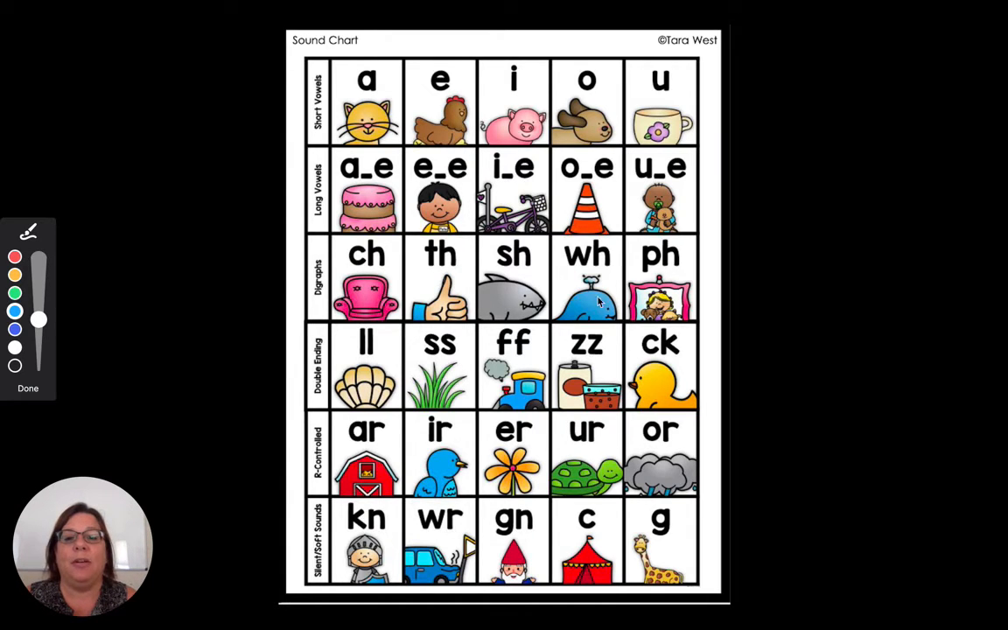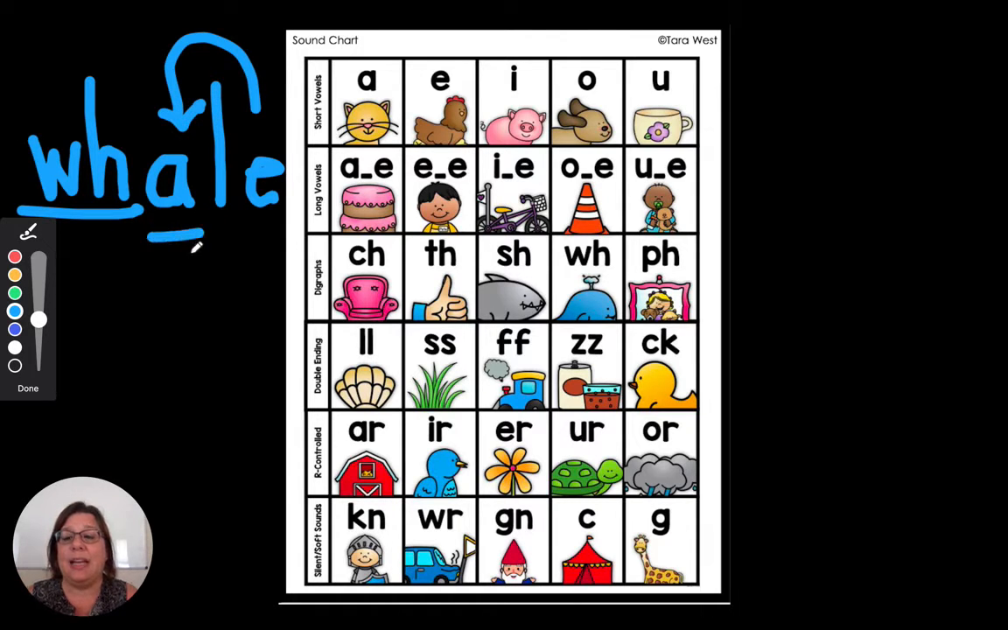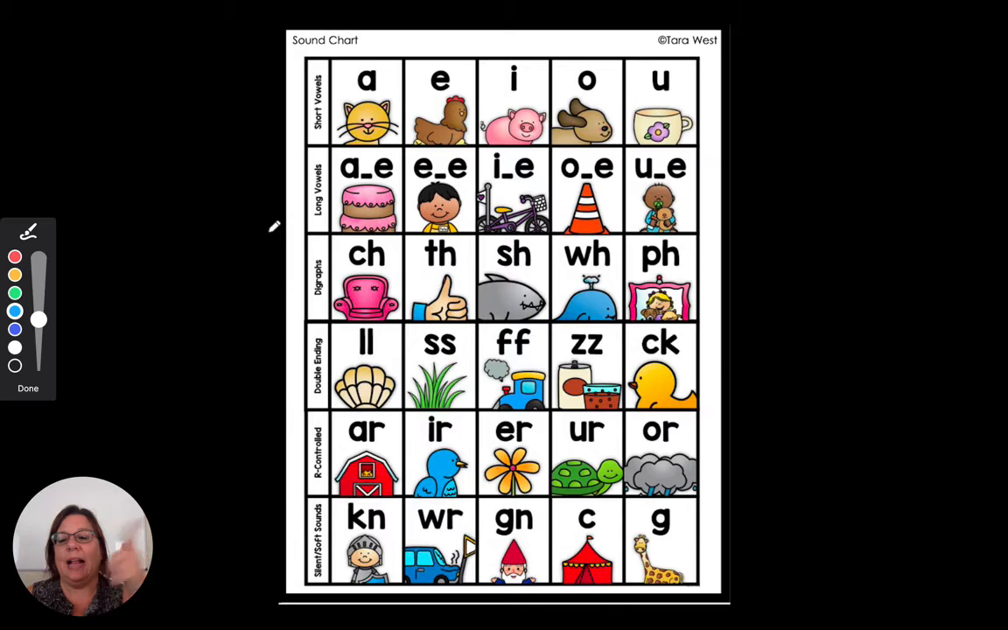The next digraph that we're looking at is a whale, whale. Okay, so whale is W, H, making one sound. Whale. A, there's a C in the A, and then there is a silent E at the end, making that A have a long vowel A sound, making it say its name. W-A-L, whale. W-A-L, three sounds, but that was a five-letter word, whale.